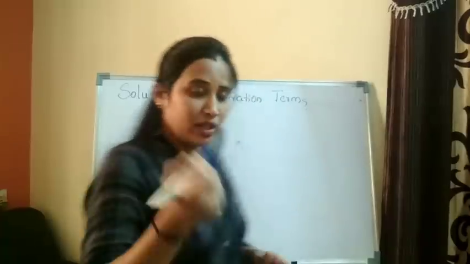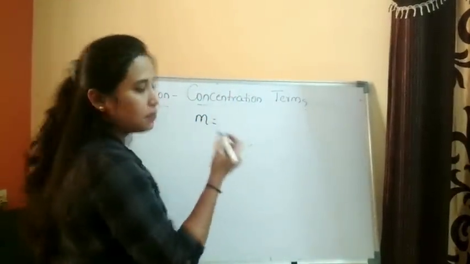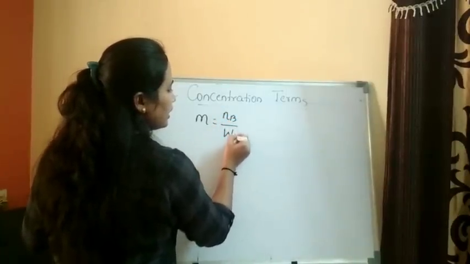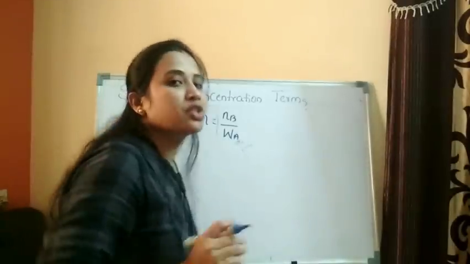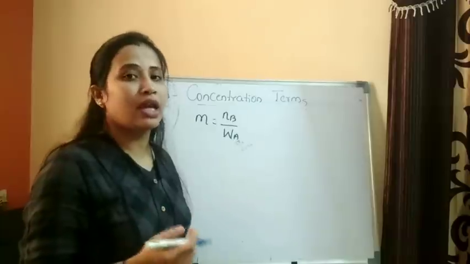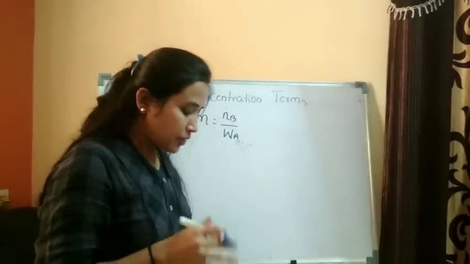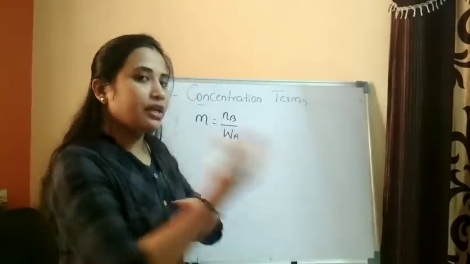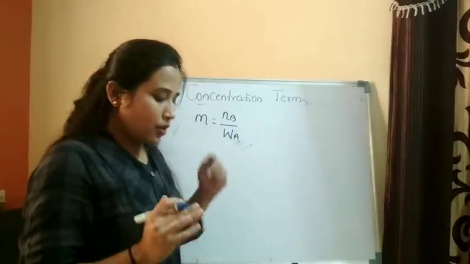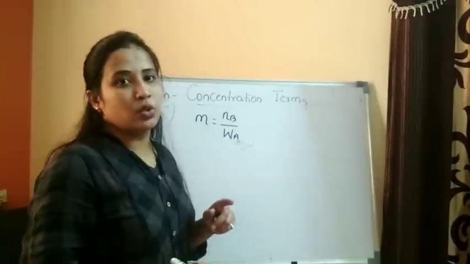Now you have learned the representation of molality as small m is equal to NB by WA. Agree? Now we need to see the expression for the molality, how we can express it and how we can find out the molality. As I told in the previous class, every time they are not going to give the number of moles directly.